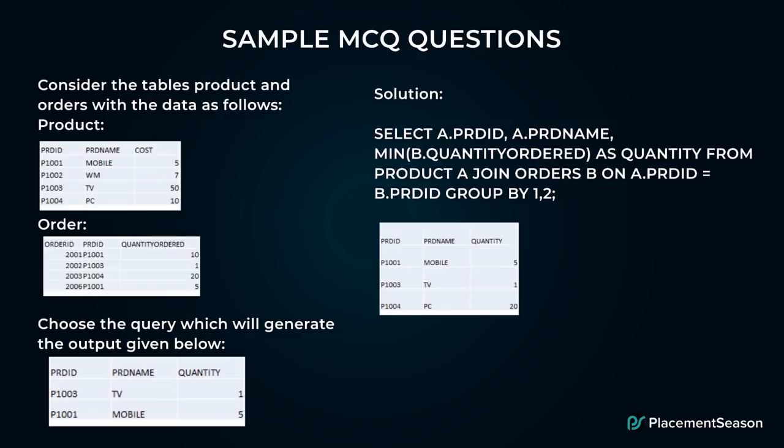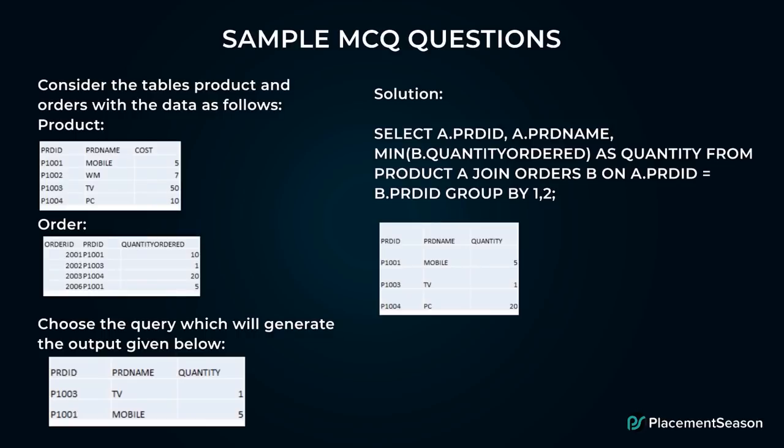So with this in mind, we can write a query like select product ID, product name, and we take only the minimum of quantity ordered as quantity. So we are joining both the tables on product ID, and then we are grouping by product ID and product name. So the output will be mobile, TV and PC with quantity 5, 1, 20. But in the given output, PC is missing. That means we are restricting the quantity value.